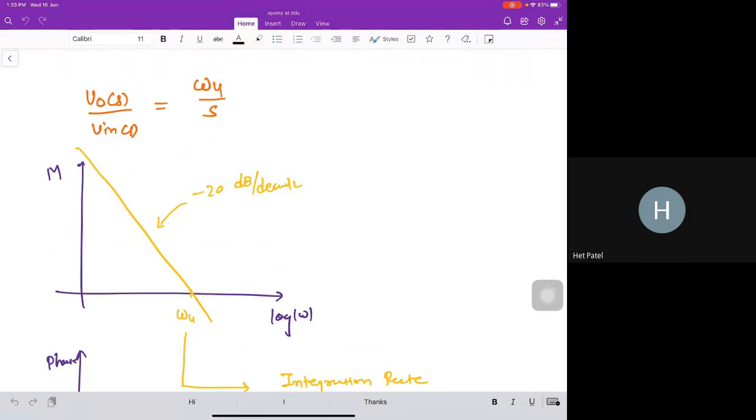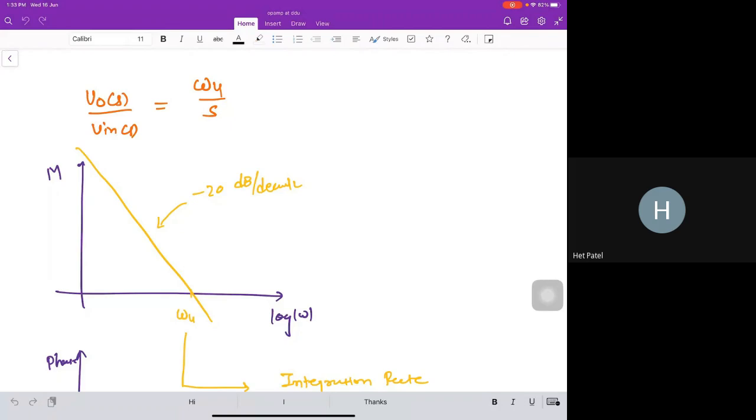I already told you previously that the integrating factor is nothing but the UGB. UGB means unity gain bandwidth. That means the gain curve touches the 0 dB line, and that is my frequency UGB. So you can relate that the integrating factor is nothing but the UGB of the op-amp. That integrator is an op-amp.